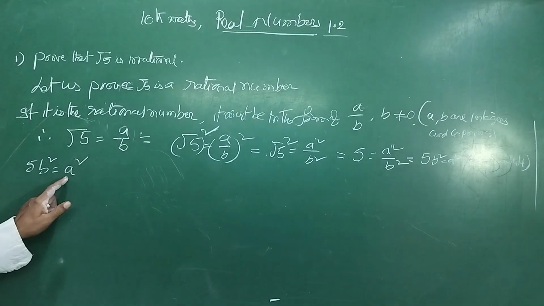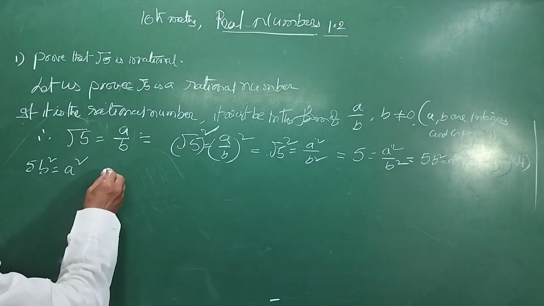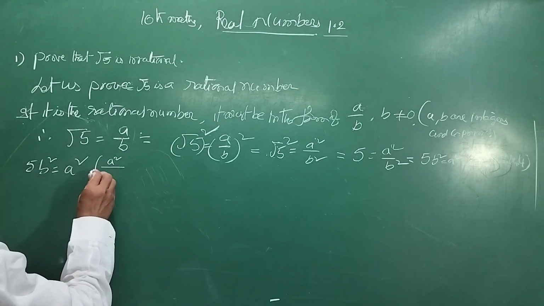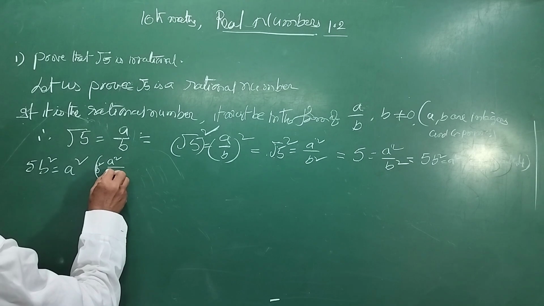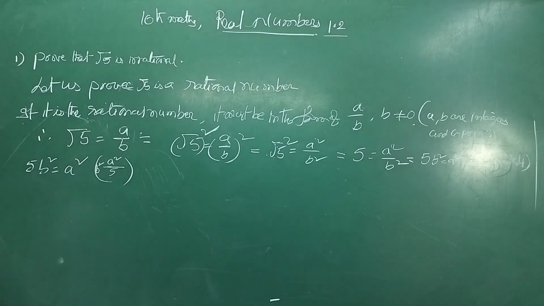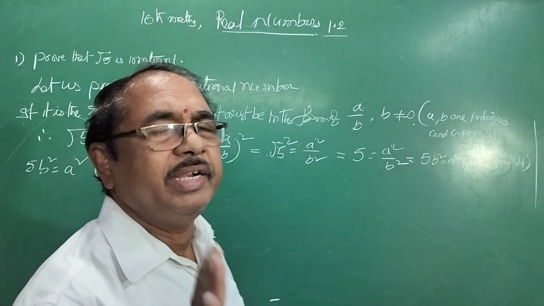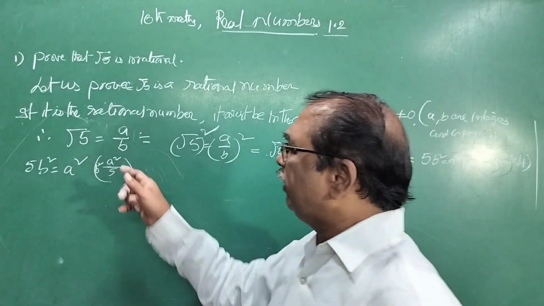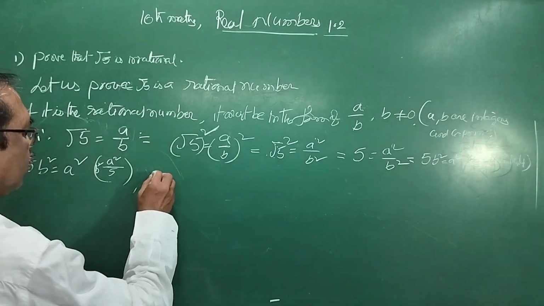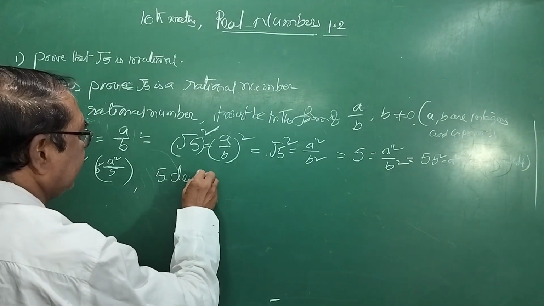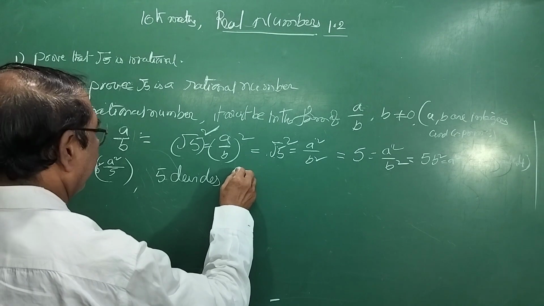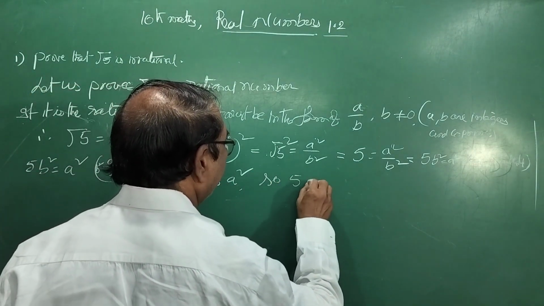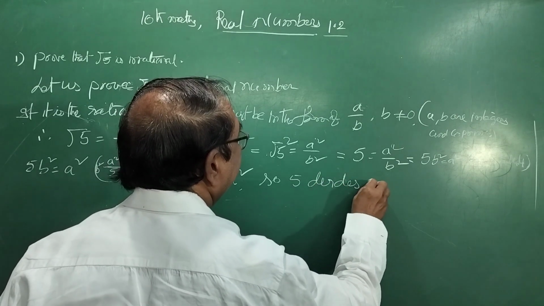That means 5 divides a square. 5 by b square is equal to a square by 5, that means 5 divides a square. 5 divides a square, isn't it? So 5 divides a also.